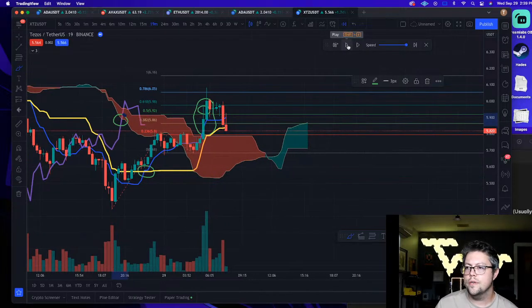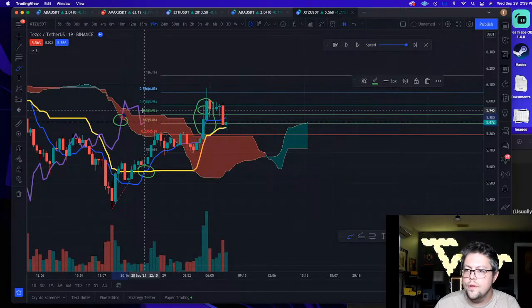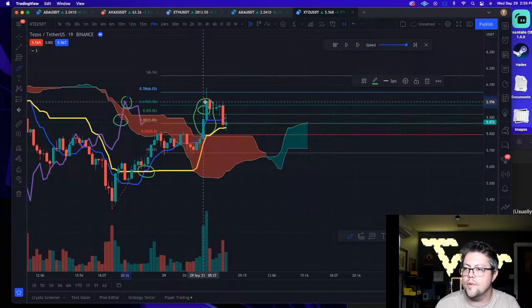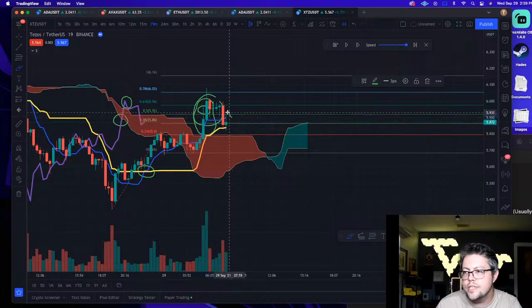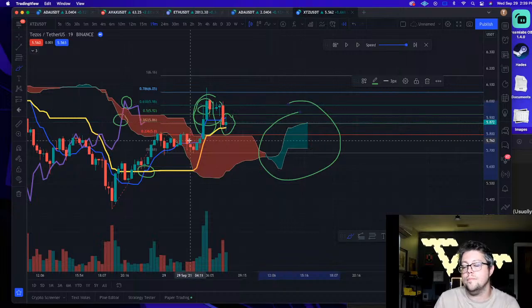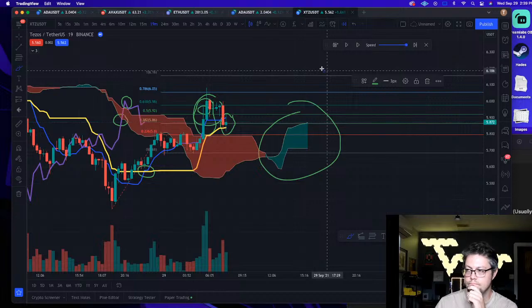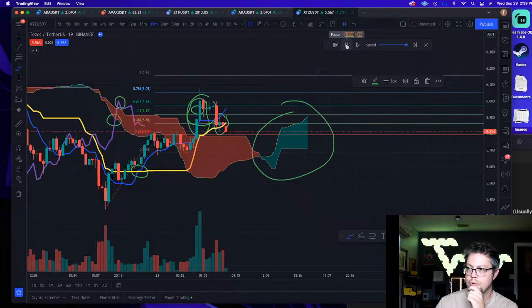So let's see. All right, so we broke out, and then this guy broke up, which is a good sign. I mean, we broke out of our cloud, our price broke out, and we're still blue line above the yellow line. Everything is in long mode. We've got our green here. That's our 4 indicators. So technically, you could have gone long here on the 19 minute. Let's see what happened.